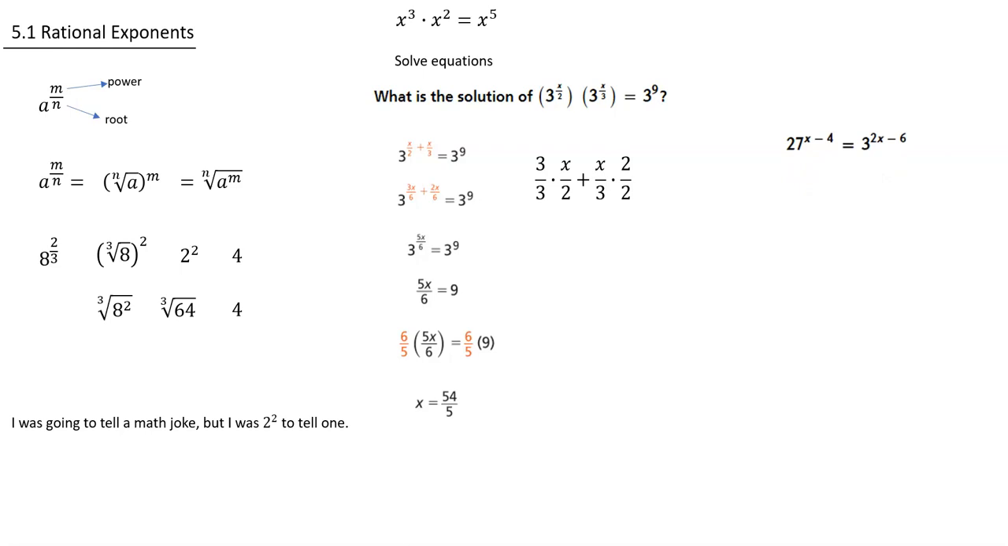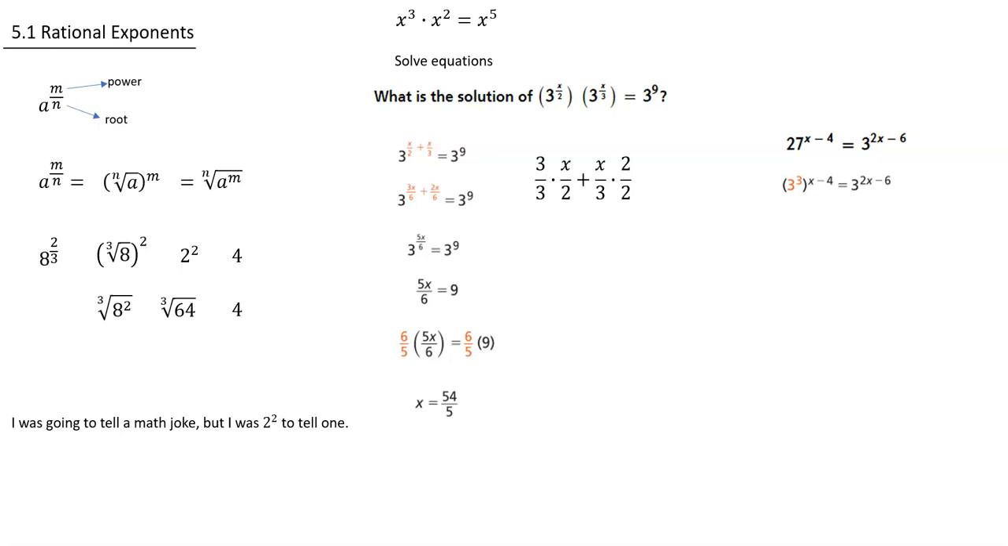Now, what if the equation has numbers that don't have the same base? Well, then we want to write them with the same base. 27 is 3 to the 3rd power. And over on the right side of the equal sign, we have a 3. So the same base for each would be 3. So 27 is 3 to the 3rd. And then to the x minus 4 equals 3 to the 2x minus 6.